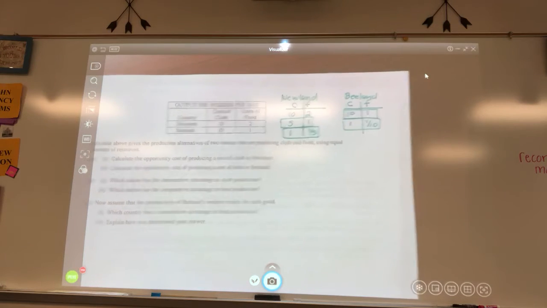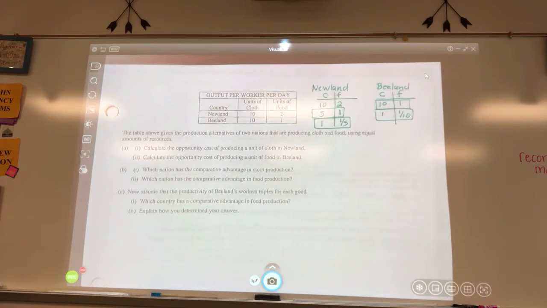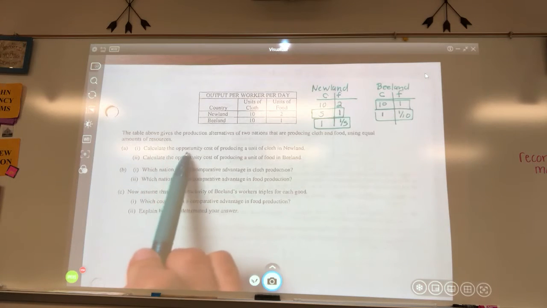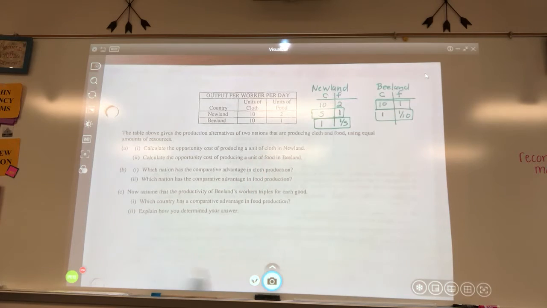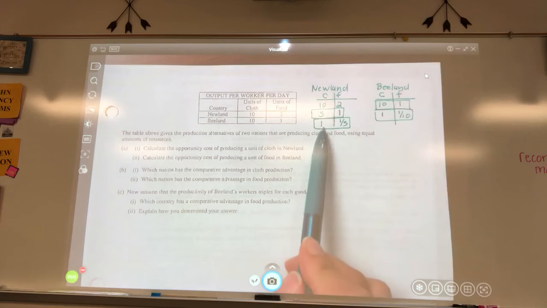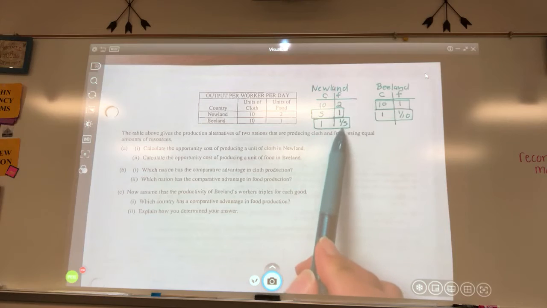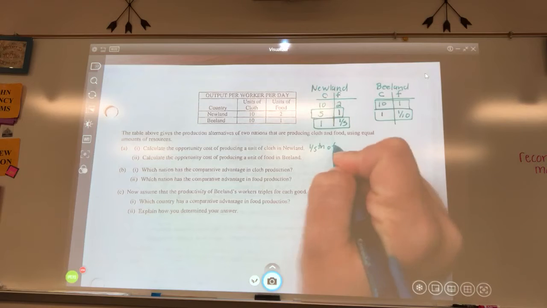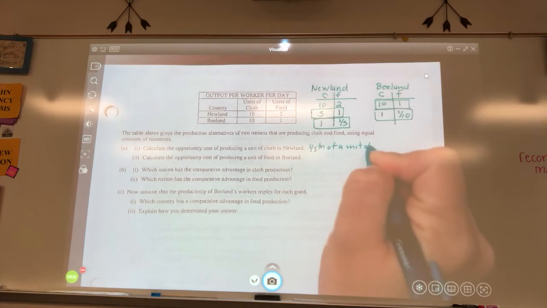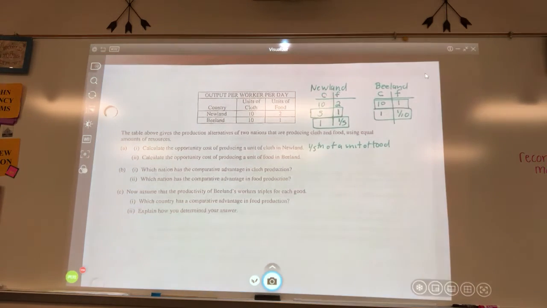Hooray. So now that I have my little charts, I could go to my questions, and I could basically answer them. The first one says, calculate the opportunity cost of producing a unit of cloth in Newland. So I need to look at cloth, where cloth is what? 1. So per every unit of cloth, my opportunity cost is how much of food? There you go. 1/5 of a unit of food. Oh, that was easy. Okay, because you have your charts already.